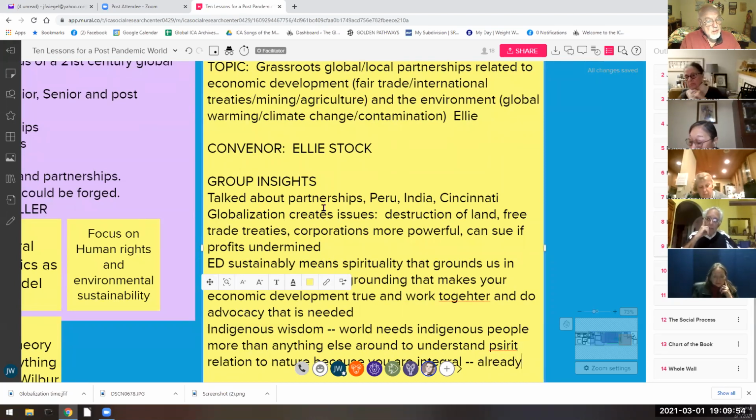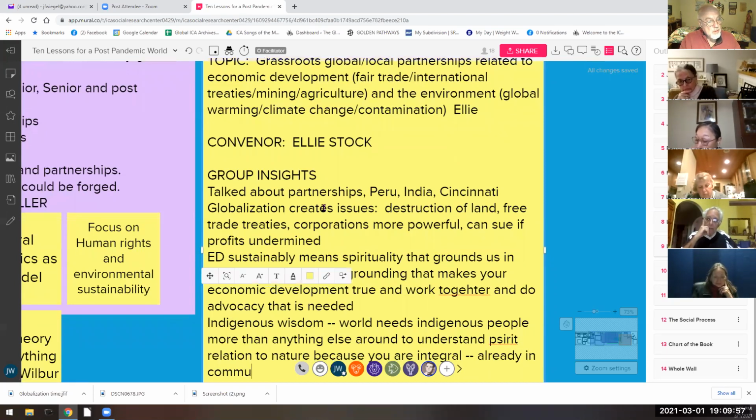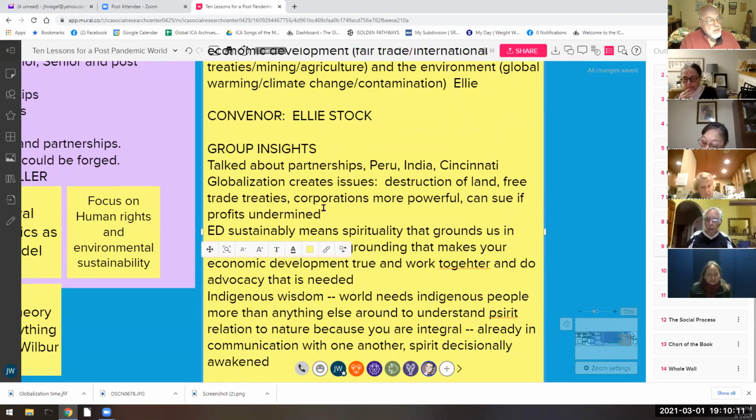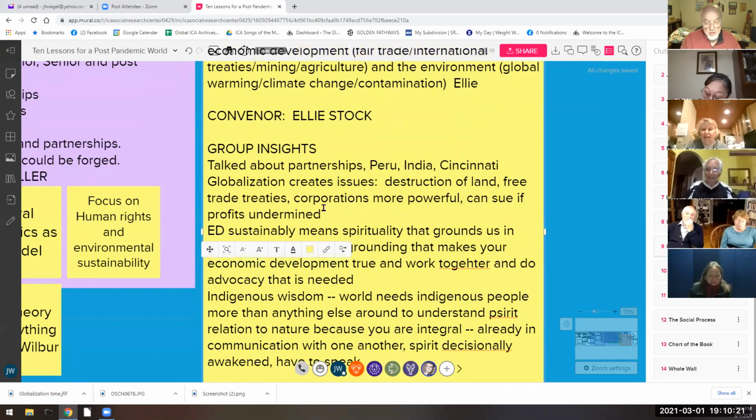And that the spirit is now decisionally awakened within the primal community, the indigenous communities that have always been quiet, but now they know they have to speak, and they are. And the symbol of having an indigenous person in the cabinet is a powerful symbol. That's the direction that we need to go.